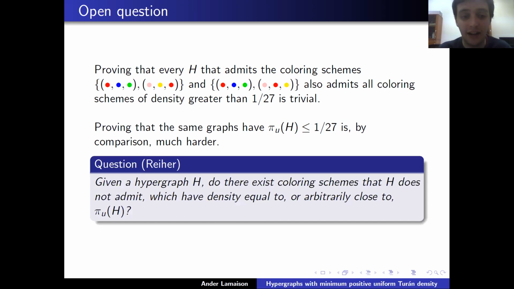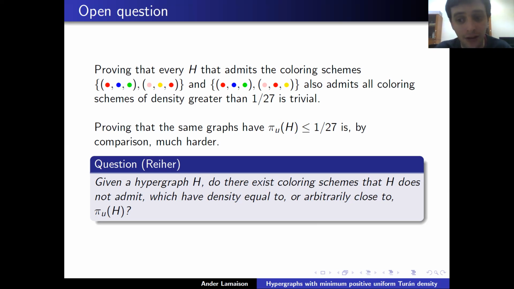And in fact, Reiher asked this question, whether for every hypergraph, in order to determine the uniform Turán density, it's just enough to look at which coloring schemes do not contain H as a subgraph. And it's not just our question that would become much easier.